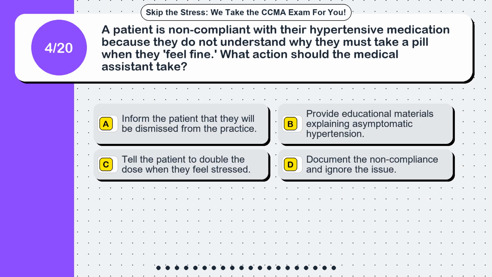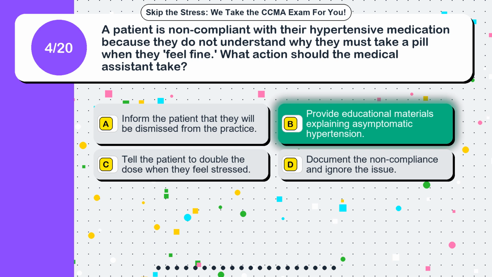Question 4. A patient is non-compliant with their hypertensive medication because they do not understand why they must take a pill when they feel fine. What action should the medical assistant take? Option A, inform the patient that they will be dismissed from the practice. Option B, provide educational materials explaining asymptomatic hypertension. Option C, tell the patient to double the dose when they feel stressed. Option D, document the non-compliance and ignore the issue. The correct answer is option B, provide educational materials explaining asymptomatic hypertension.